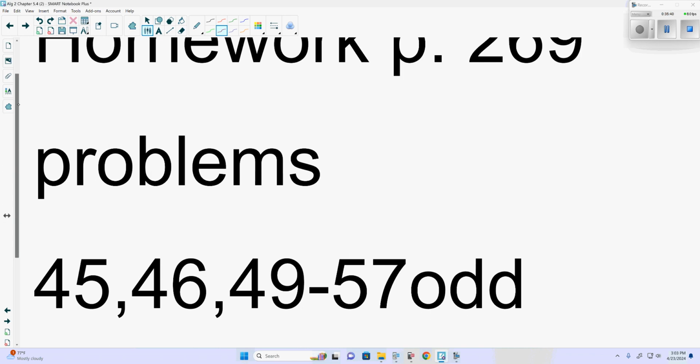Homework is 45, 46, 49 through 57, odd. Brooklyn, where you put that up? Can you read the instructions for the problem set that has 45 and 46? Determine which solution, if any, is an extraneous solution.